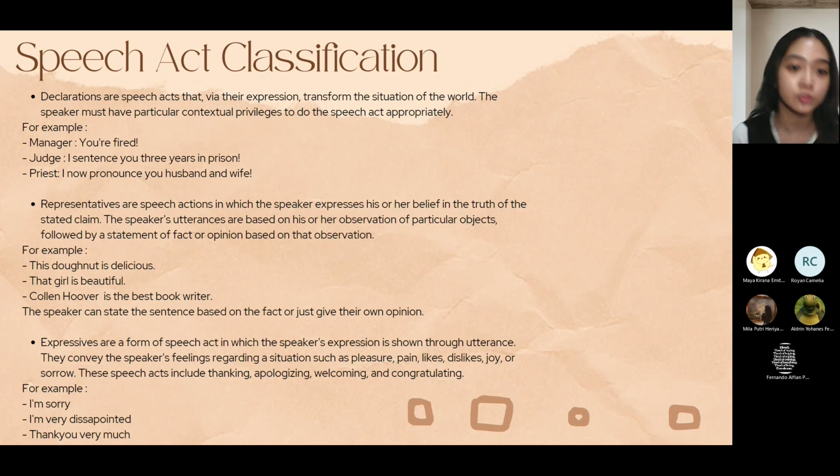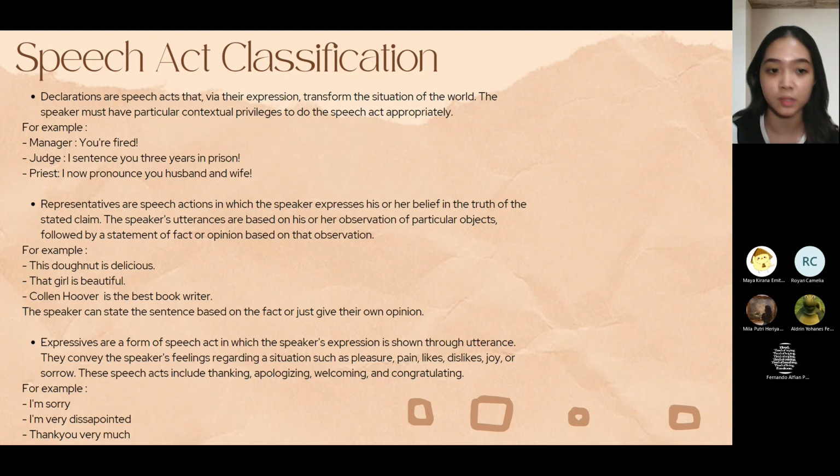So the speaker's utterances are based on their observation of particular objects, followed by a statement of a fact or opinion based on that observation. For example, someone can say, "This donut is delicious," "Oh, that girl is so beautiful," and maybe "Colin Hoover is the best book writer." Whether or not this sentence is true, we can judge it by the speaker's opinion. So the speaker can state the sentence based on fact or just give their own opinion.